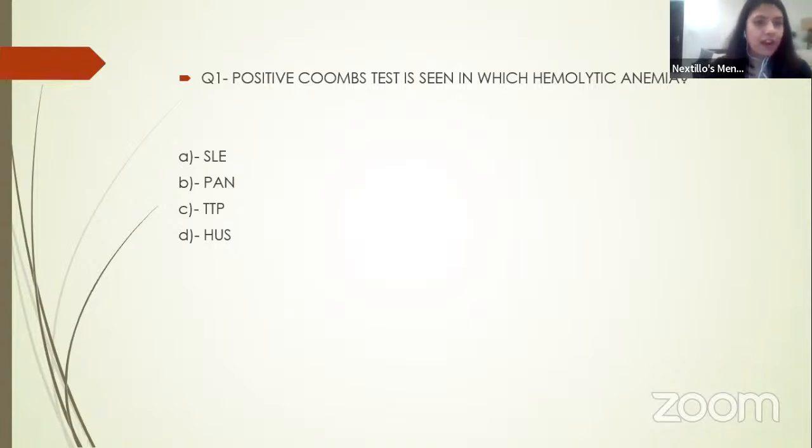Okay, so this is the first question. A positive Coombs test is seen in which hemolytic anemia? You can put your answers in the chat. There is a lag that's going on, so please be patient.